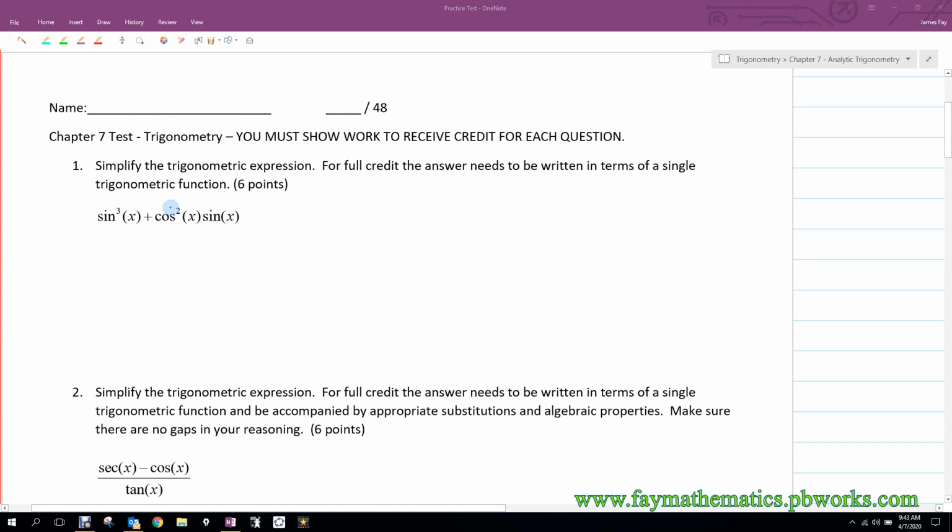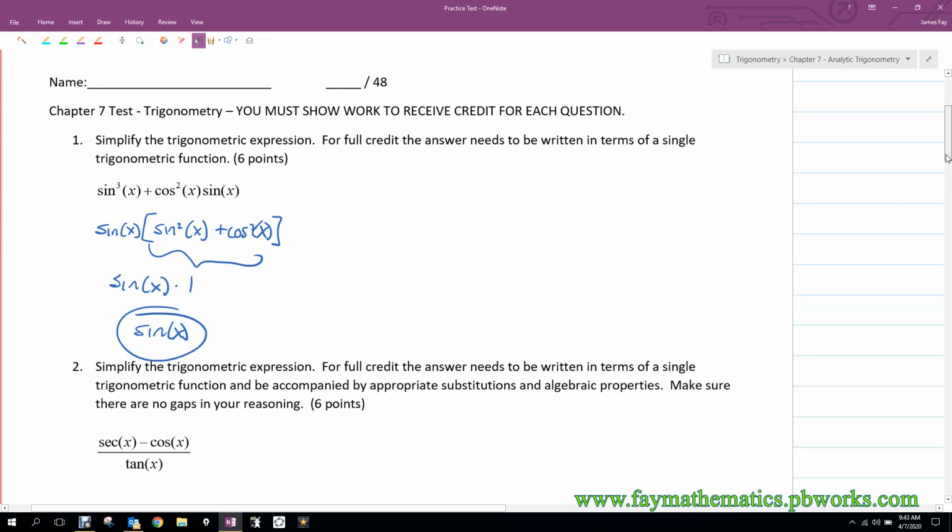This one here, I see sine cubed here, and I see sine x, so I'm going to factor out a GCF of sine of x. And that's going to leave me sine squared x plus cosine squared x. And remember that is then 1. So we got sine of x times 1. So sine of x is my answer here.